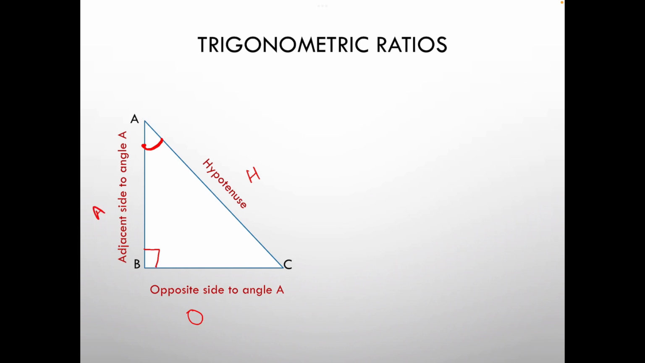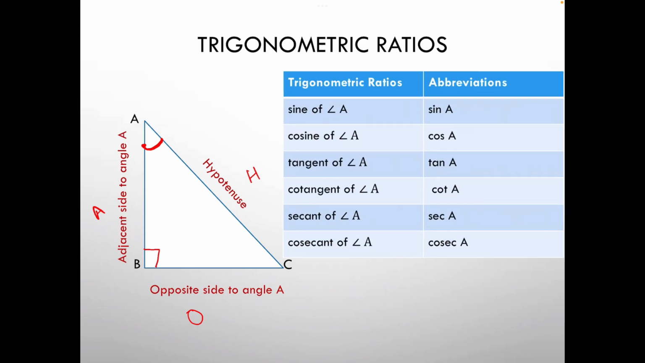Now there are 6 trigonometric functions, and with the help of ratios of the sides we will find them, and they are like this. Trigonometric ratios, and we are writing them in the abbreviated form. Like for example, here if I need to find for angle A, so sine of angle A, that I will write as sine A, cosine of angle A, cos A, tangent of angle A, tan A, cotangent of angle A, cot A, secant of angle A, sec A, and cosecant of angle A, that will be cosec A.